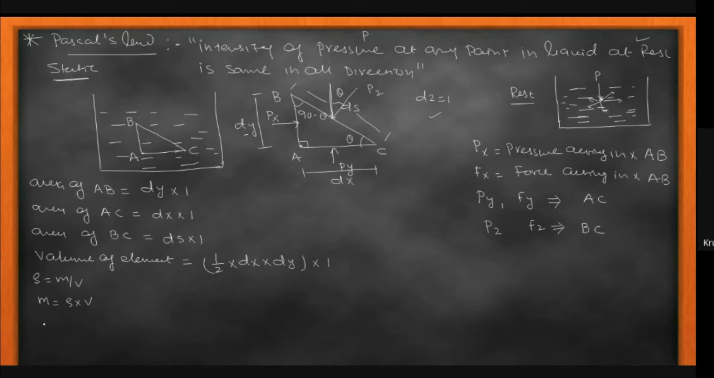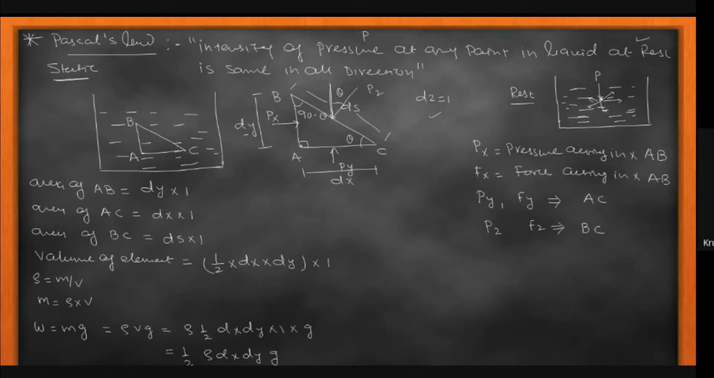Now we are going to calculate the weight. So weight W equals mg and m equals rho into v. So we get rho v g, and v we have already calculated. So finally we get W equals rho into 1/2 dx dy into 1 into g. So finally we get W equals 1/2 rho dx dy g.